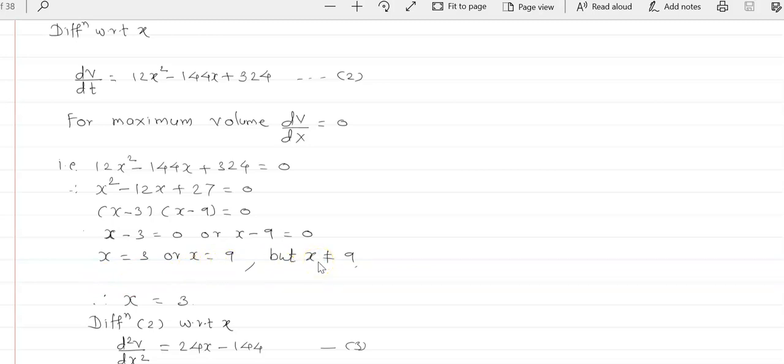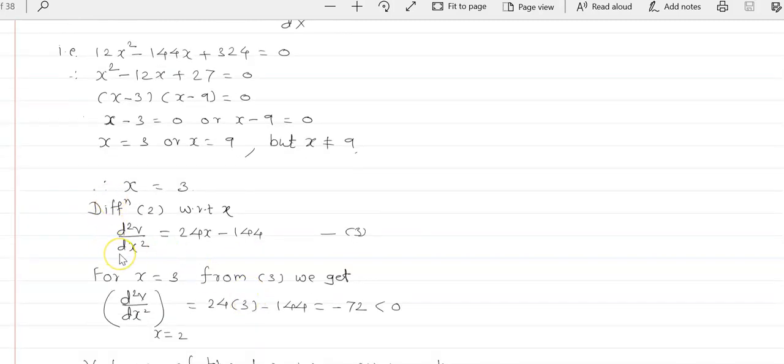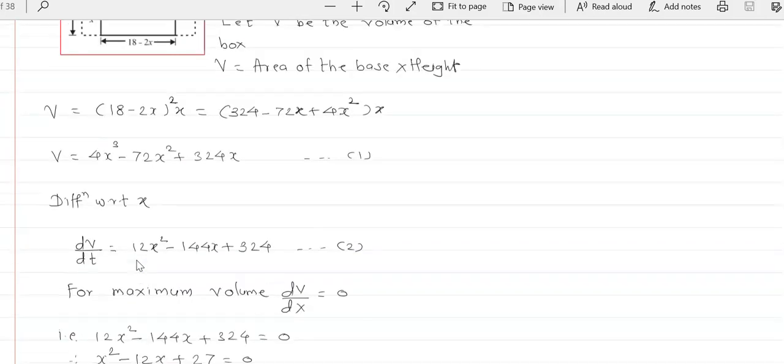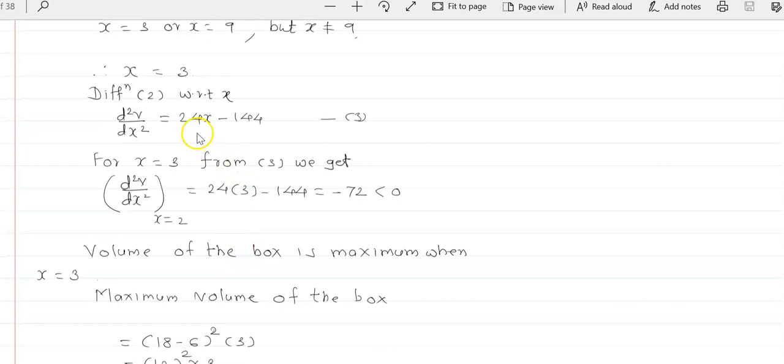If we cut on both sides then there will be no cardboard left, and therefore we take x equals 3. Now differentiate this again with respect to x, that is d2v upon dx square. Then you will get the derivative of this as 24x minus 144.